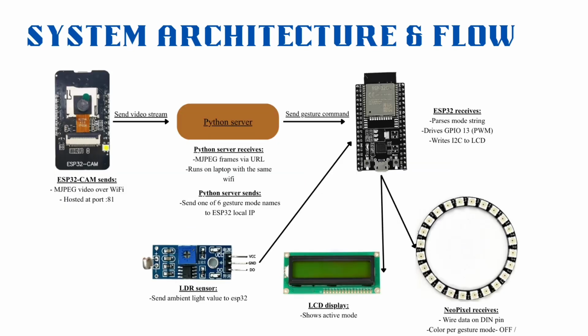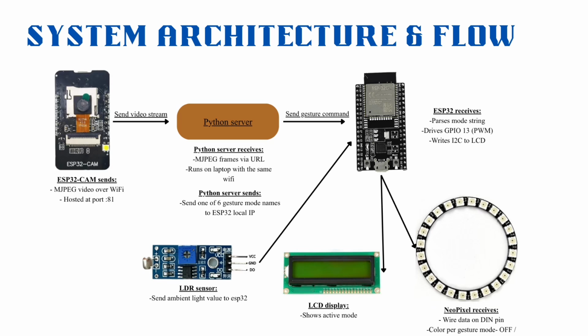Now for the system architecture, the system starts at the ESP32 cam, which acts as the eye of the whole system. This camera is a microcontroller with a built-in camera module. Once it powers up, it connects to the Wi-Fi and runs a lightweight HTTP server to capture video in the format of MJPEG, known as motion JPEG, over the local network.